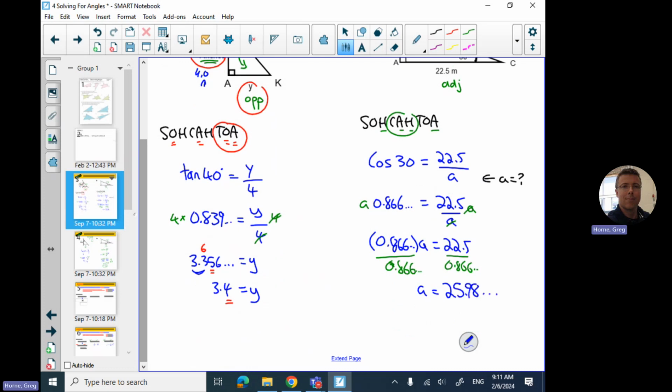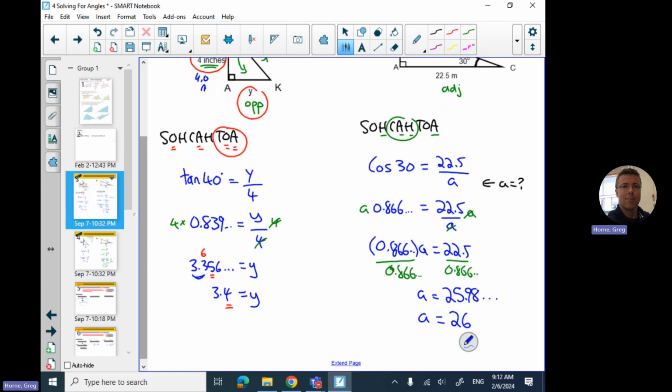8 dot dot dot. So really, the 8 would round up to 9, so that's going to round the 5 up. So we're looking at about 26, I guess, for that one. This one back here was in inches. So we could say inches like that, or write the word. This one was in meters.